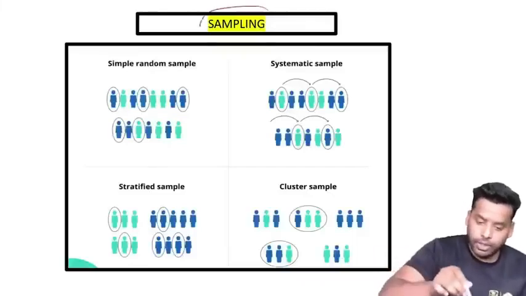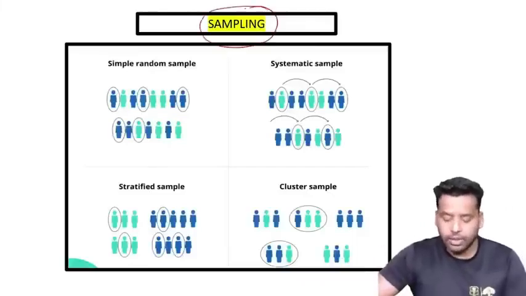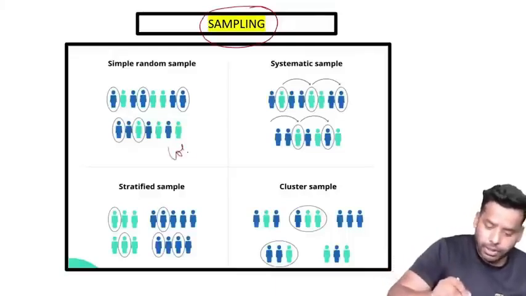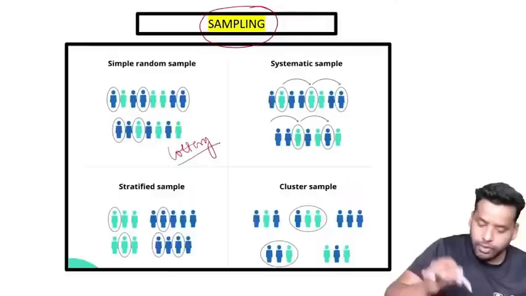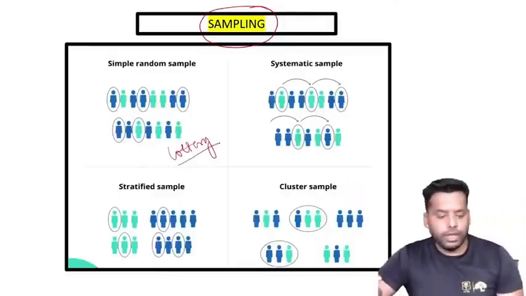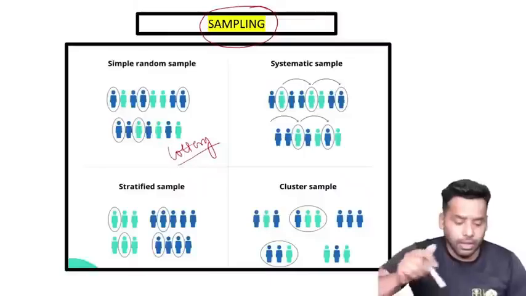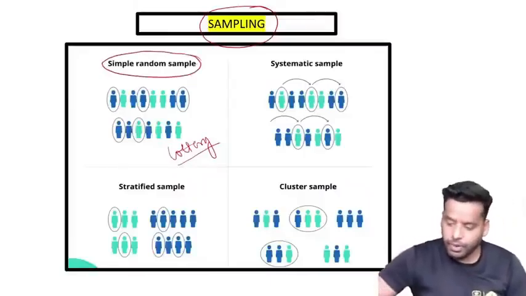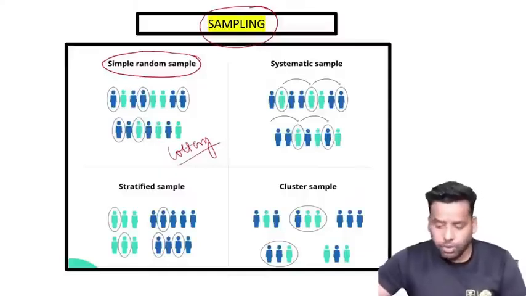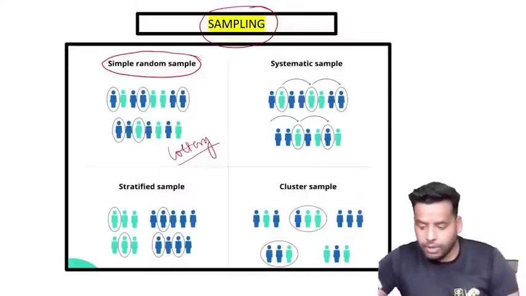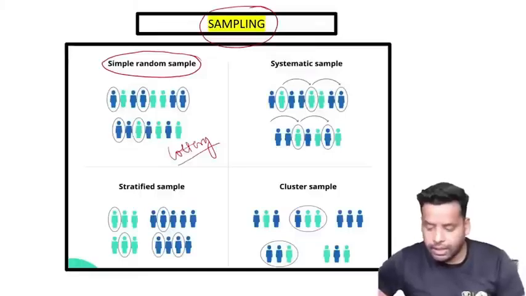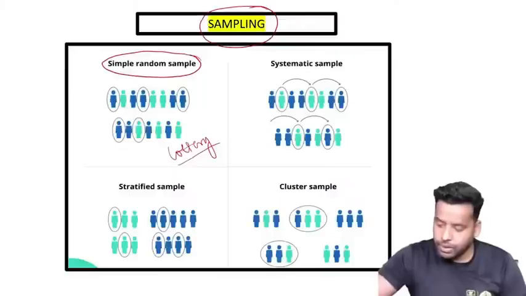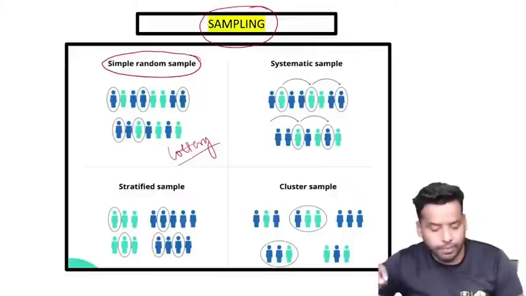Sampling. Different types. I am summarizing here directly. Just one image I am using. If I pick lottery method, anyone can come in the study. Out of 100 students, 10 students are selected randomly. What is this sampling called as?